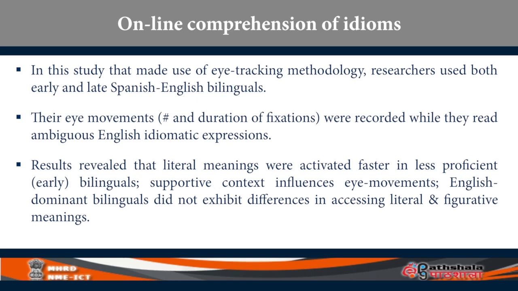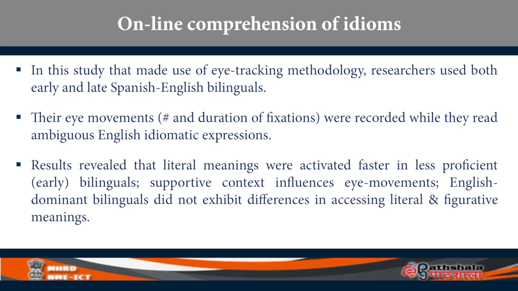English dominant bilinguals did not exhibit differences in accessing literal and figurative meanings. So, if they were early bilinguals, they were able to access both literal meaning and figurative meaning much faster. There were no major differences in the parameters that were measured using eye tracking.